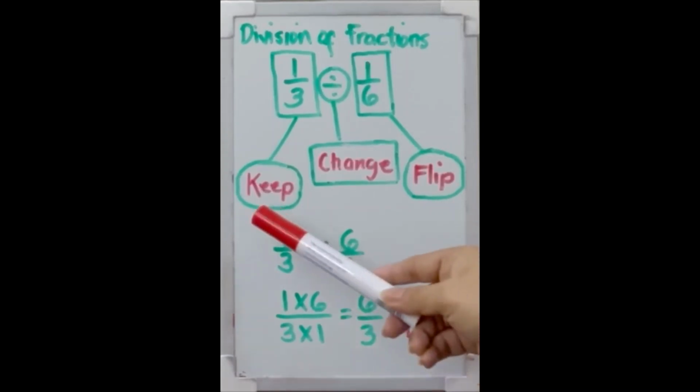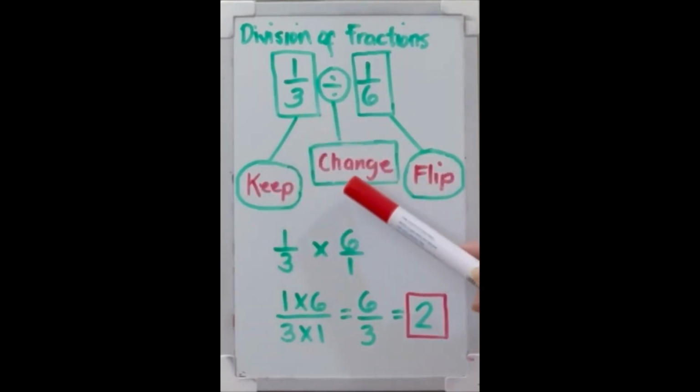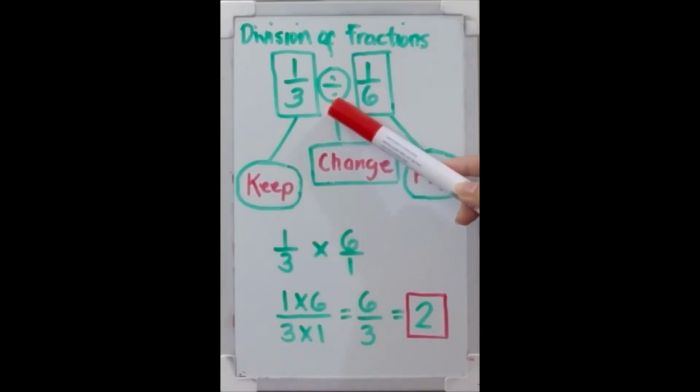One is to keep the first fraction as is. Second is to change. We will be changing the operation symbol here from the division to multiplication symbol. And the third one is to flip. We will flip the numerator and denominator of the second fraction.